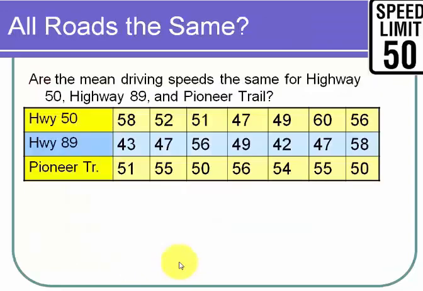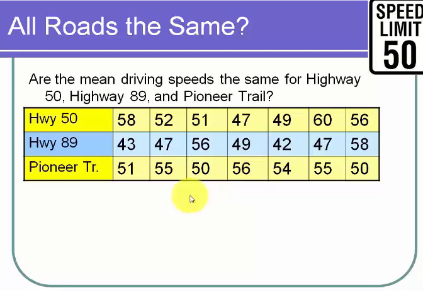So let's do an example. The question is, are the mean driving speeds the same for Highway 50, Highway 89, and Pioneer Trail? You could think that the police department might have clocked a bunch of the cars, and on Highway 50 we had 58, 52, 51, etc., and then a bunch of speeds for 89 and a bunch of speeds for Pioneer Trail. And they want to find out if all the roads have the same average speed.